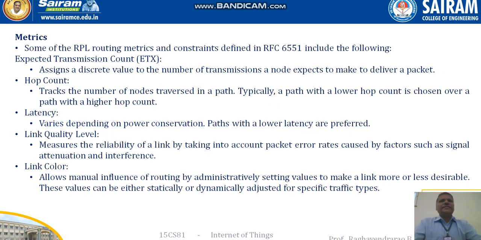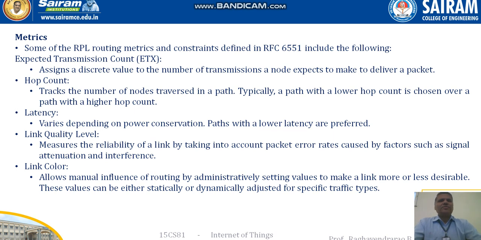Then what are metrics basically? Here we can say that some of the RPL routing metrics and constraints are defined in RFC 6551, which includes expected transmission count. It assigns a discrete value to the number of transmissions a node expects to make to deliver the packet to the destination. The hop count is also there, which is basically what is required from source to destination to reach.